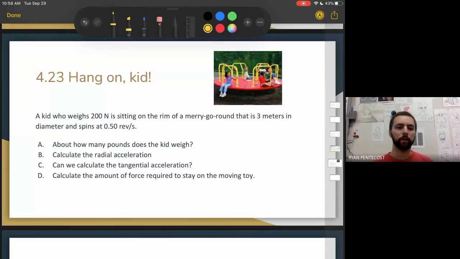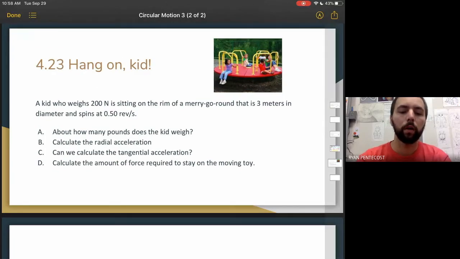All right, one last problem for this video. A kid who weighs 200 newtons is sitting on the rim of a merry-go-round that is 3 meters in diameter and spins at 0.5 revolutions per second. About how many pounds does the kid weigh? 200 newtons. Newtons to pounds.